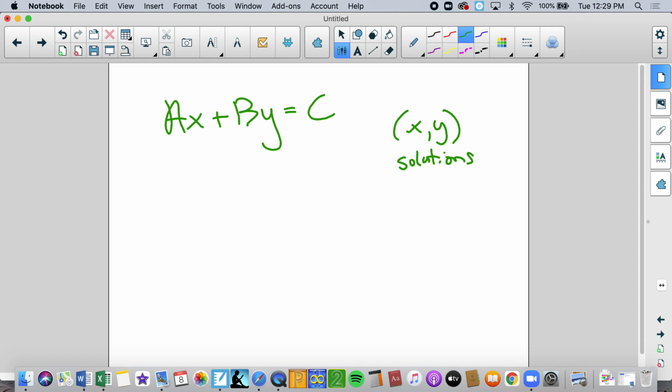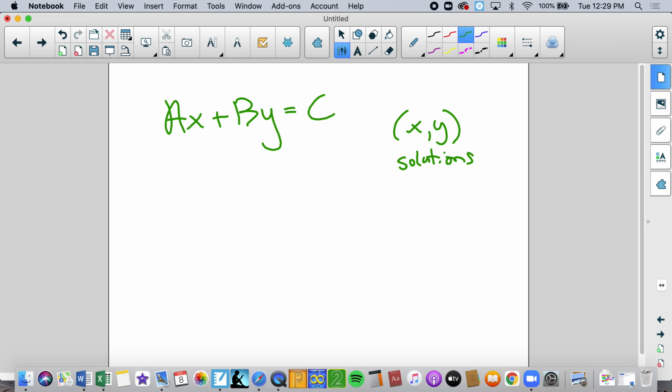But a, b, and c don't relate to anything else. It doesn't relate to the y-intercept. It doesn't relate to the slope or anything of that nature. The variables a, b, and c don't relate to any of those things.